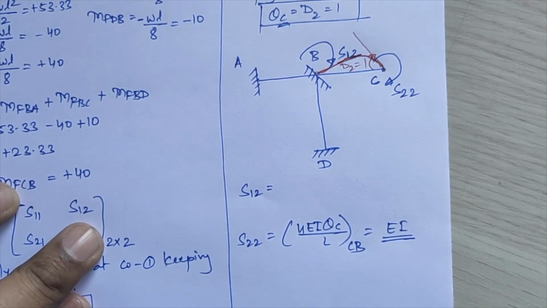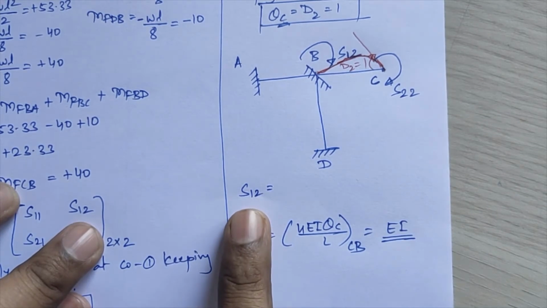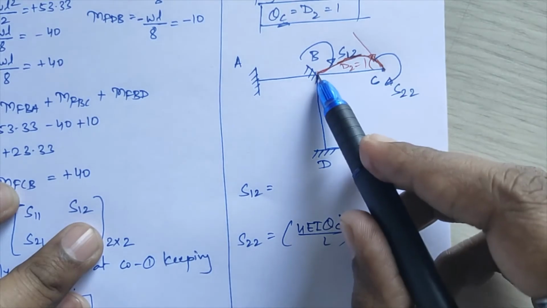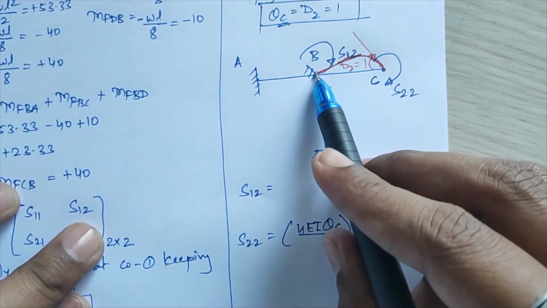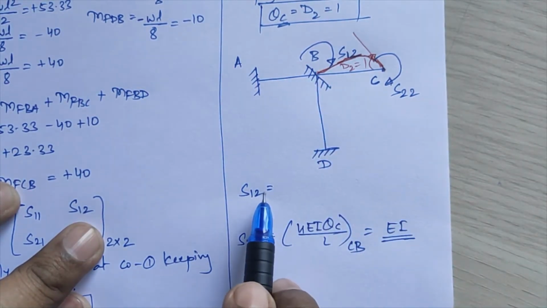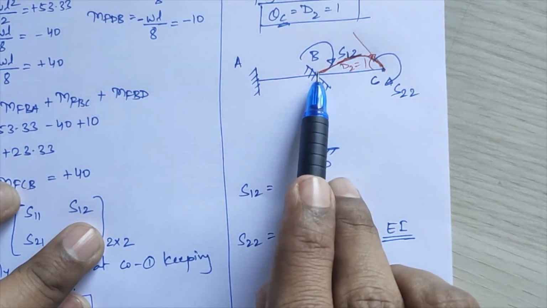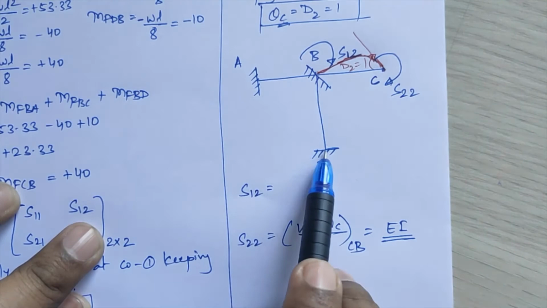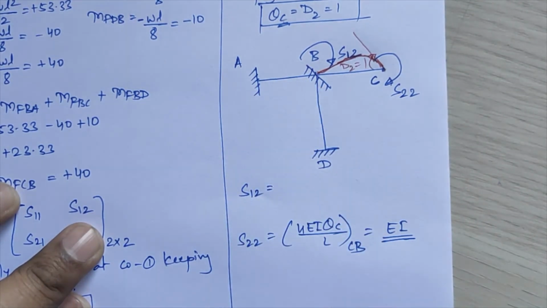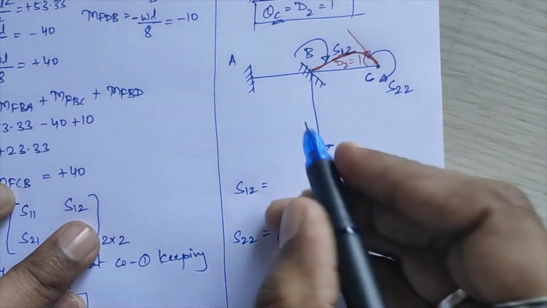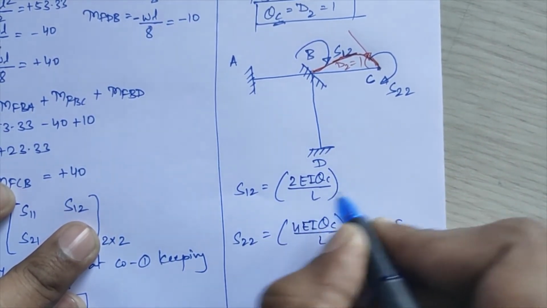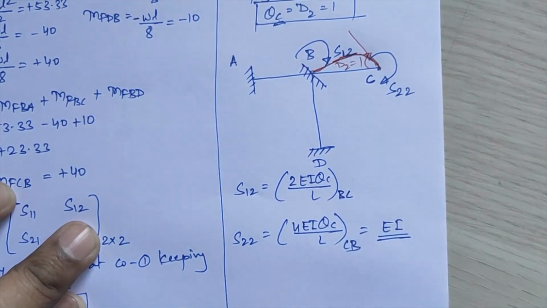Right, next we'll calculate the S of 1 2 value. So for S of 1 2 corresponding to your unit displacement, joint B is your far joint over there. Okay, so at the far joint you will be having far end moment, but that will be only for one member, BC. Why? Because BA and BD are completely restrained for both rotation and transverse displacement. So that is why this will get only just 2 EI theta C upon L, and that will be only for member BC.